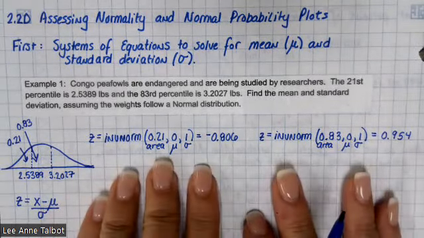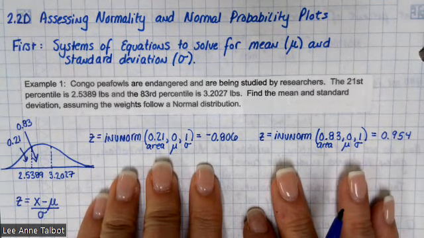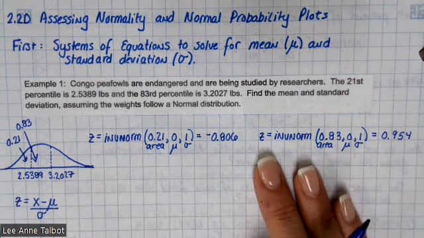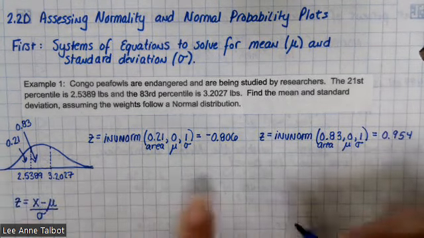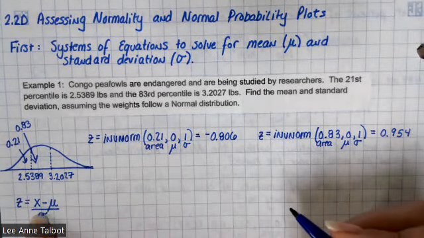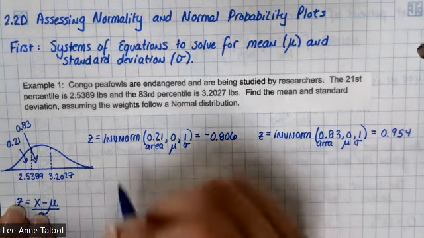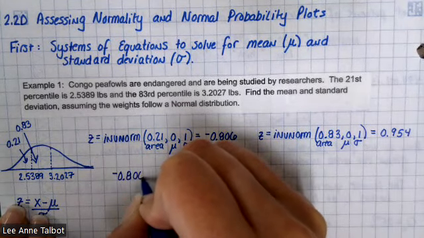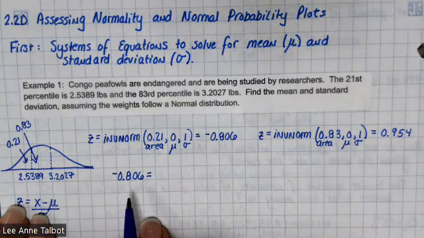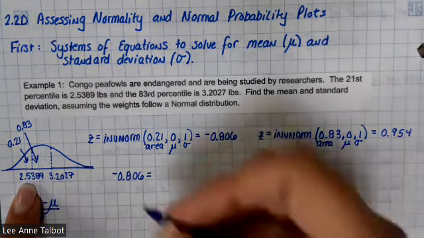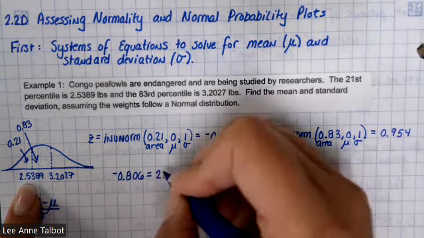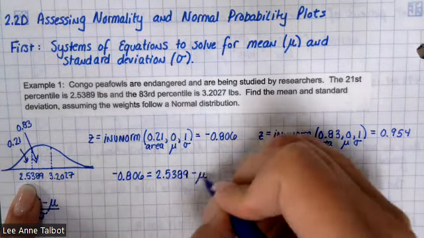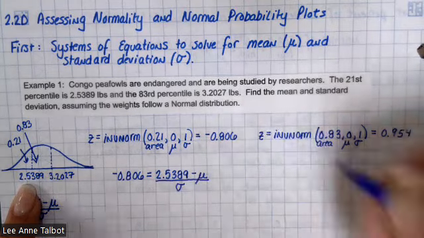Okay, any questions about how I got these two Z-scores? You know why I used 0 and 1? Because I was solving for Z. Everybody good there? Okay, now I'm going to take this one and fill in one of these. So Z is negative 0.806 equals, and then the X value at that spot, the 21st percentile, is 2.5389 minus the mean divided by standard deviation.